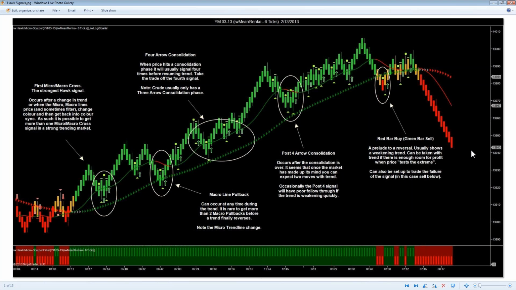So this is the cheat sheet for the Hawk. And you can see first micro macro cross, strongest Hawk signal, right? This is the one, if you're just looking for strong signals, that's the one. Macro line pullback signal, 4-arrow consolidations, post 4-arrow consolidation, which coincidentally is also a macro pullback. And then here the red bar buy, or its bearish counterpart, the green bar sell, prelude to a reversal. And that's exactly what we saw here a moment ago.